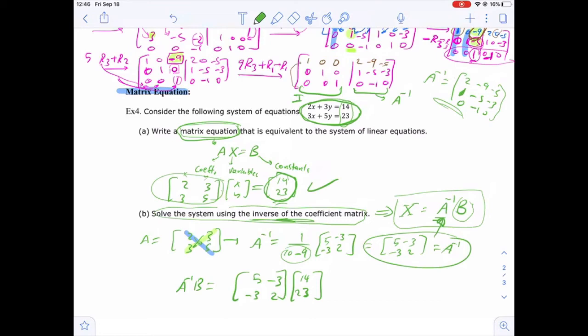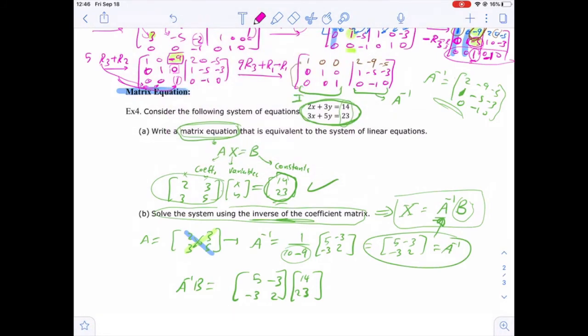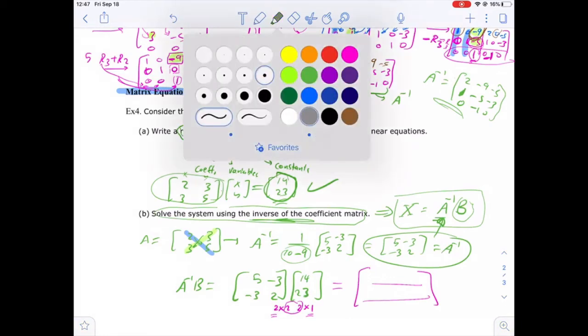Now we multiply these matrices. How do we multiply two matrices? We need to check if the number of columns of the first matrix is equal to the number of rows of the second matrix, and that's satisfied. That means we can multiply, and the resulting matrix is a 2 by 1 matrix, consisting of 2 rows and 1 column.